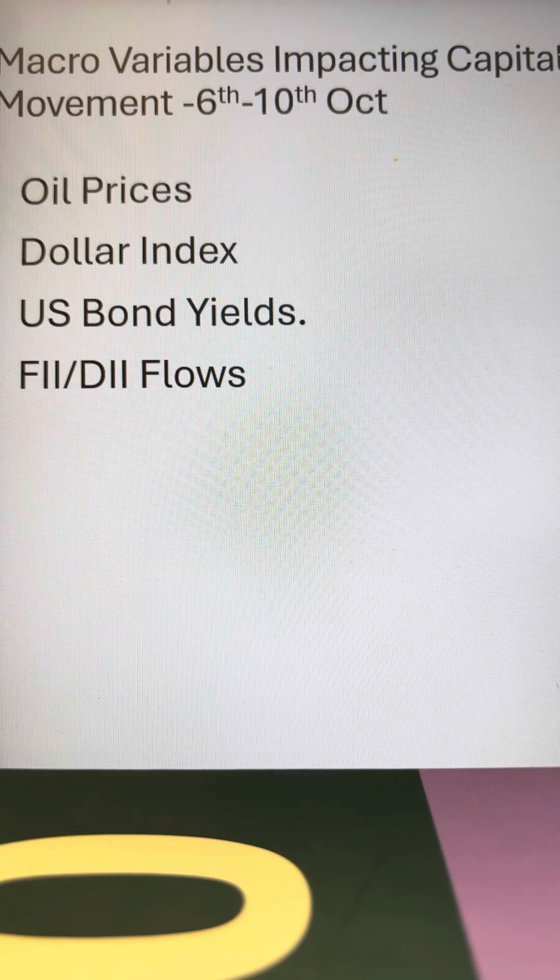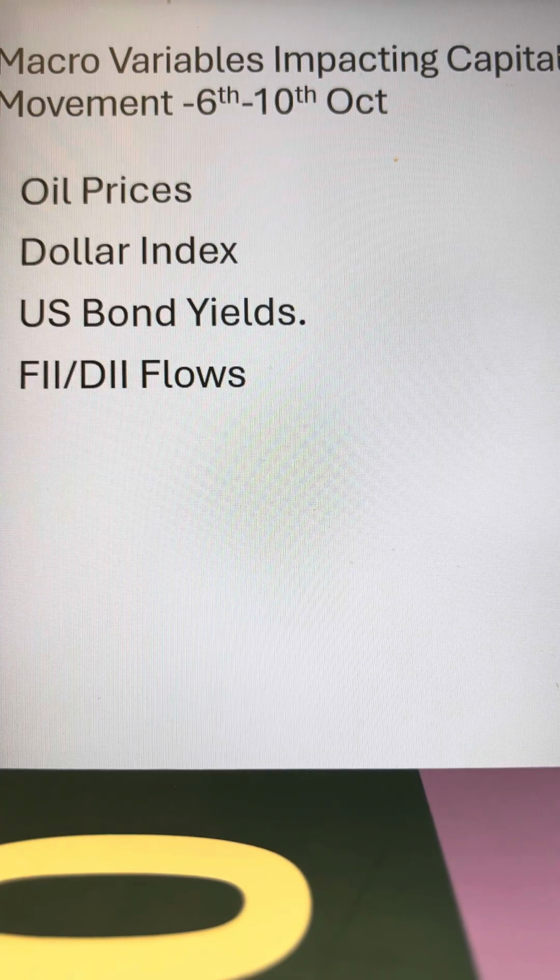On the contrary, domestic institutional investors, the domestic Indian investors, have been consistently buying, and this is the trend for the last 3 months.